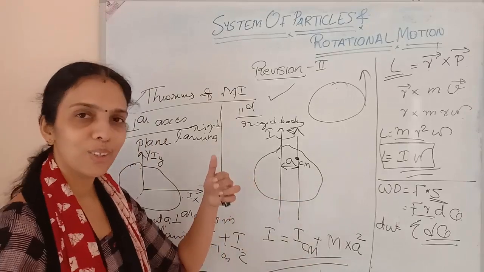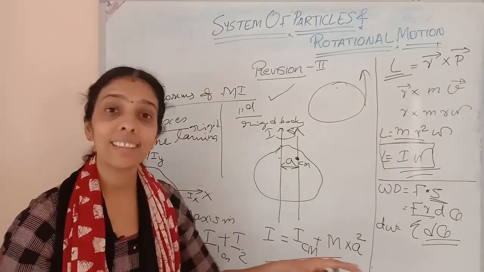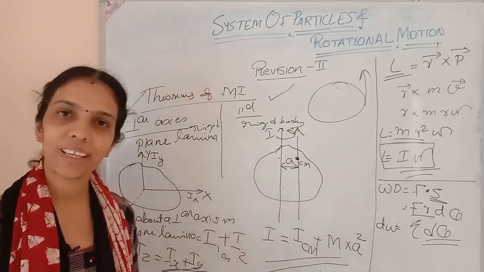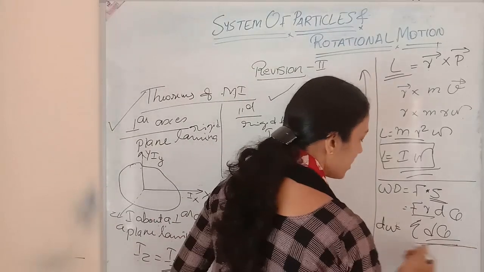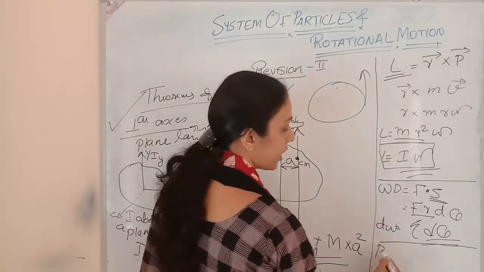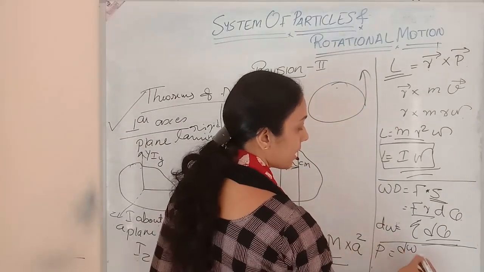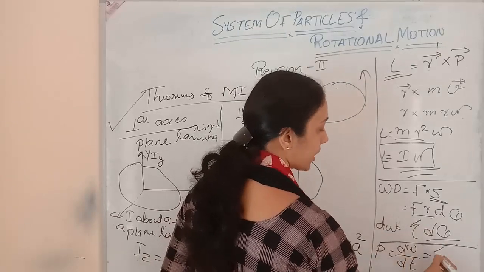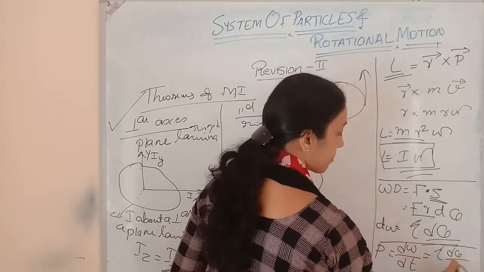But if you didn't touch anything till now, then you can use these shortcuts. Okay, then that is dW equals 2 dθ. Then if we want to find out the power, how can we find out power? Power equals dW by dt. So instead of dW, I can write it as 2 dθ by dt.